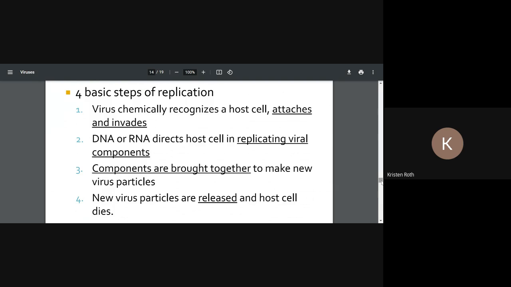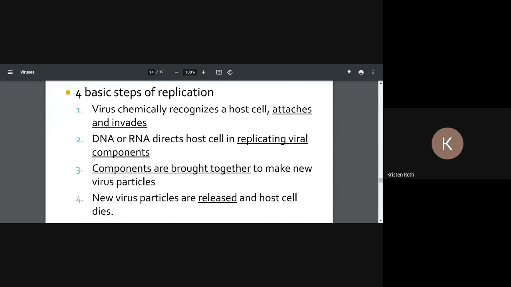And again, talking about the host cell, think about when coronavirus first happened. They found that it wasn't affecting kids, right? It was mostly affecting adults. So obviously the very first coronavirus, because we've had a few variations, the host cell was more towards adult cells. So the second step: DNA or RNA directs the host cell in replicating viral components.